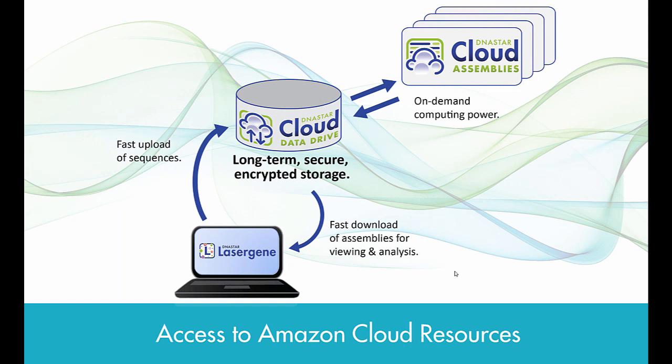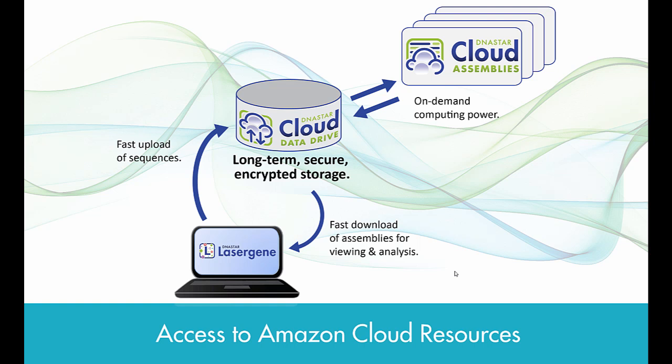So how do DNASTAR Cloud Assemblies work? Well, as I mentioned, these cloud tools are hosted by Amazon Web Services, and they integrate into the DNASTAR LaserGene software directly. So from your desktop computer, you'll upload your data to the DNASTAR Cloud data drive, where it's stored in an encrypted format. It's also compressed on upload and download to make for really fast data transfer between the ground and the cloud. And then the data drive talks to the Cloud Assemblies application, which can read that data to do your assemblies.